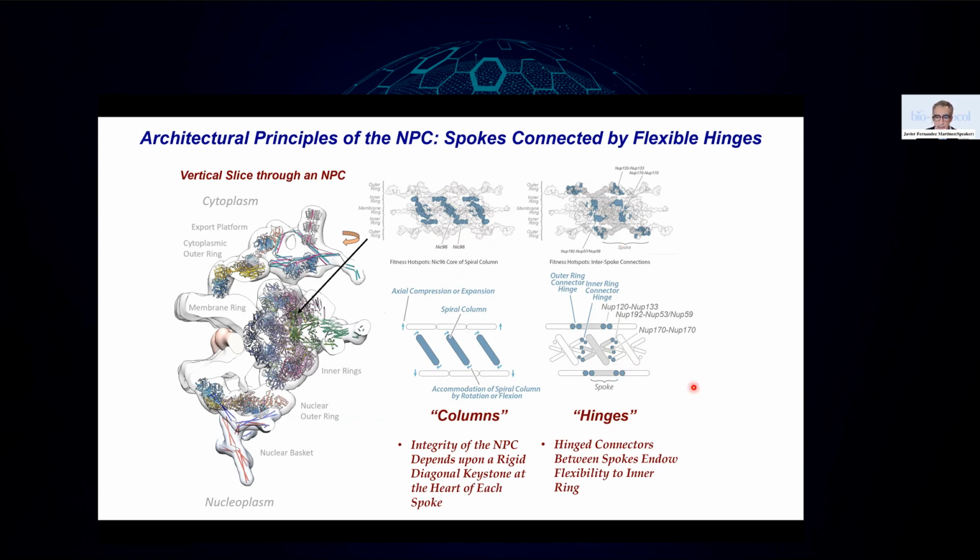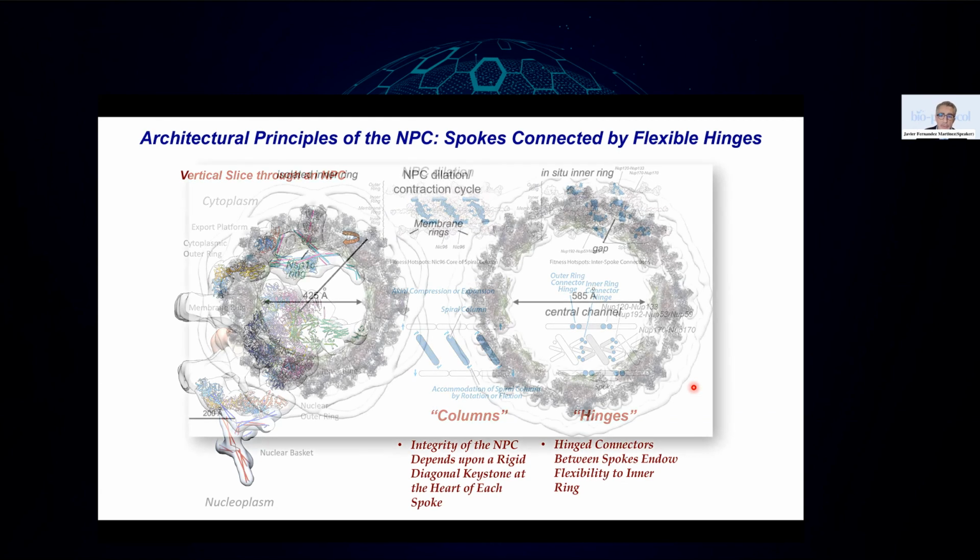These are very weak, or relatively weak, and not very extensive connections between the different spokes that form the NPC, so that actually it probably allows each of the spokes to move independently from each other. And this is very remarkable, and it was quite clear when we compared the structures of the isolated NPCs and the in situ NPCs.